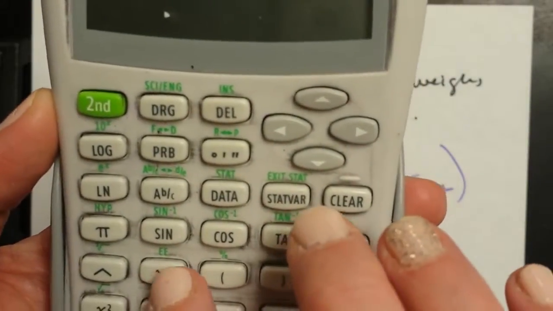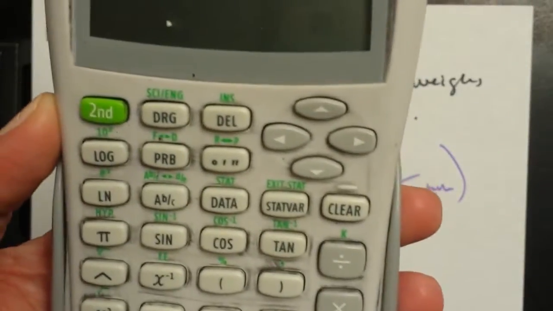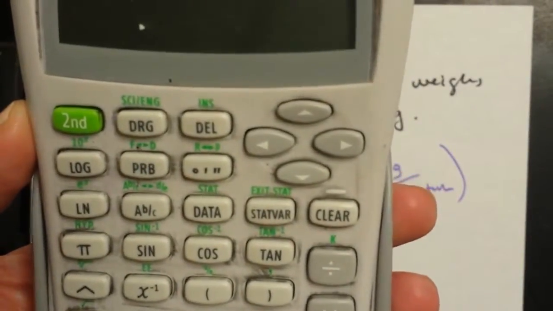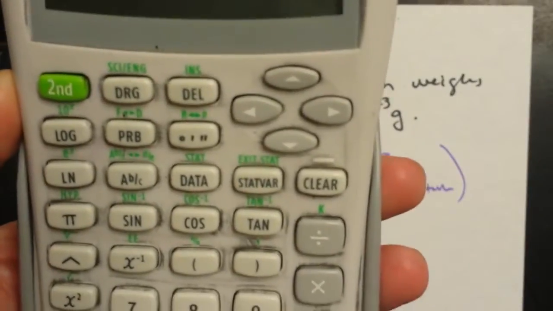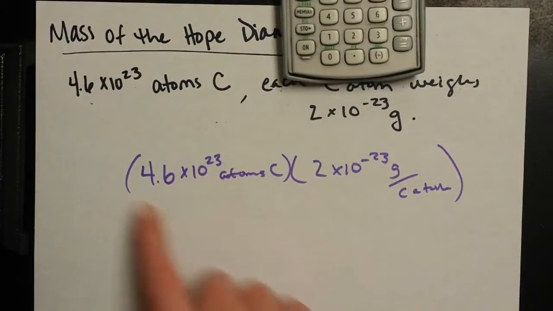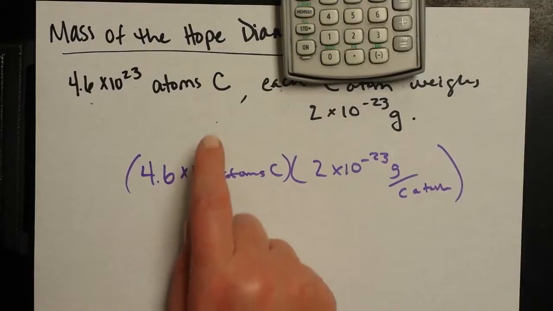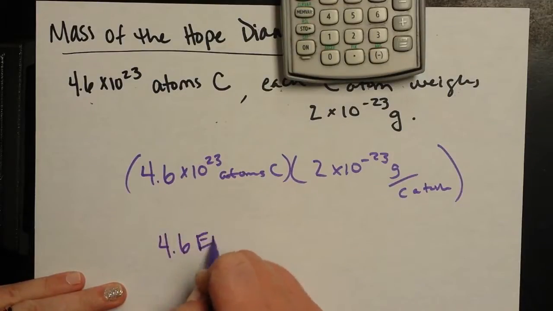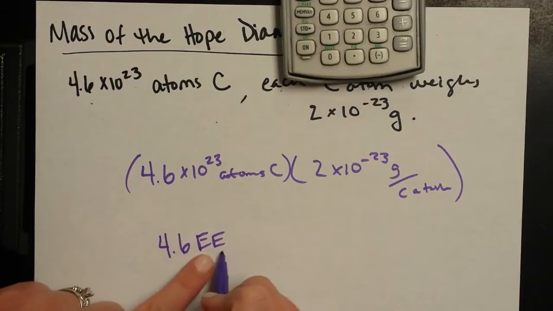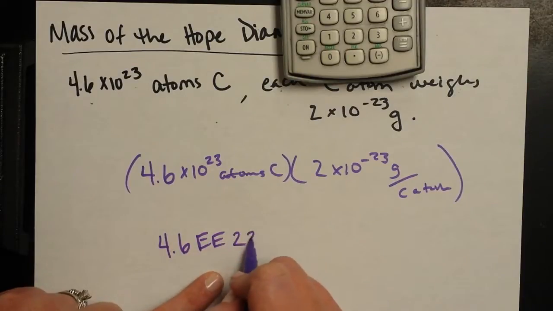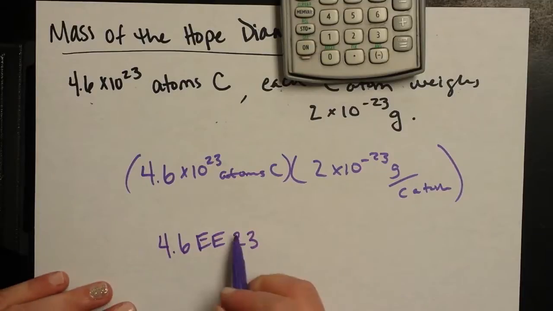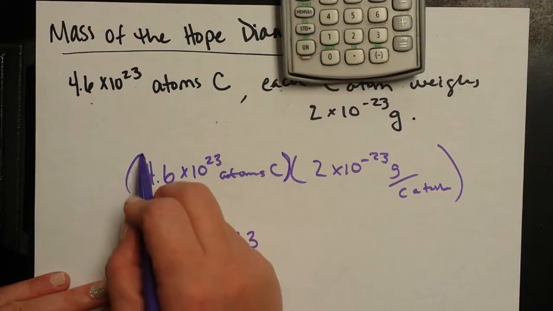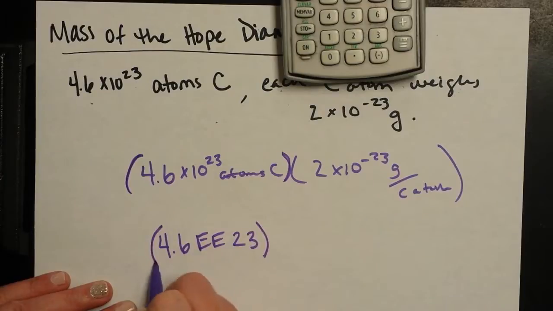That EE or EXP or times 10 to the x button that you see on your calculator, I read out loud in my head as times 10 to the. So on the slides, I told you that instead of typing in 4.6 times 10 to the 23, you would write 4.6, hit the EE function, because that means times 10, so 4.6 times 10 to the 23. And you also need to use parentheses.